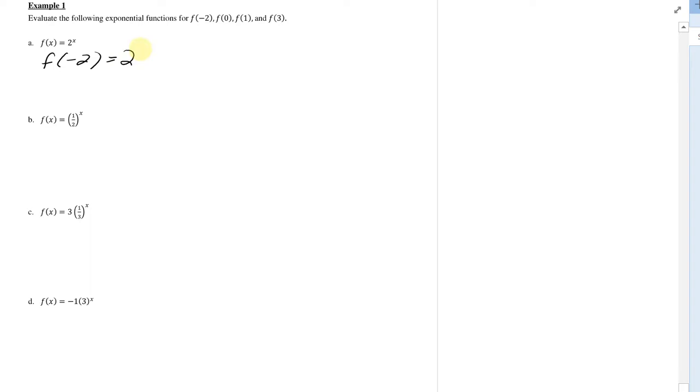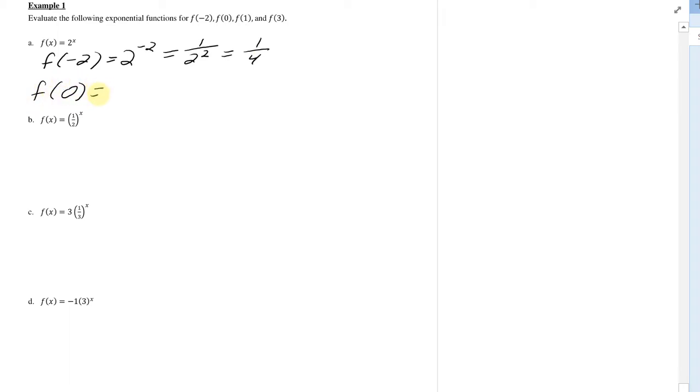So now this becomes 2 to the negative 2. And so how do you evaluate this? Now you have to think about what you know about negative exponents, right? First I would rewrite this like this, and then 2 squared is just going to give me 1 over 4. So there's the idea. Continuing on, that's f of negative 2.